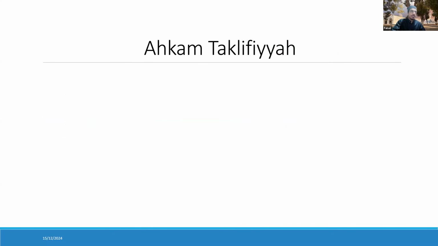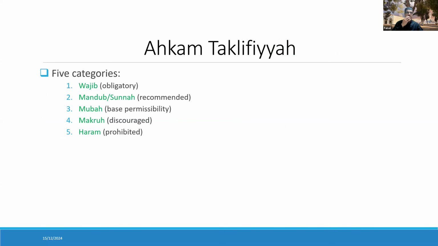And with the Ahkam Taklifiyyah, this is a bird's eye view initially. First, we come to the bird's eye view, which is that you have 5 categories for the Ahkam Taklifiyyah. So you have the wajib, those things that are obligatory. Then you have the mandub or sunnah, recommended. Then you have mubah, base permissibility, makruh, discouraged, and haram, prohibited. Now, just a brief rundown of what these are, but we'll get into the definitions later, in the following slides.